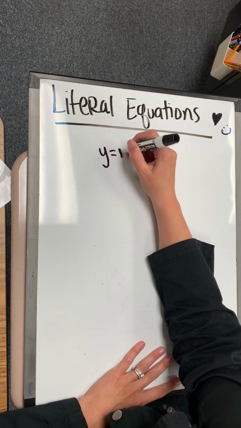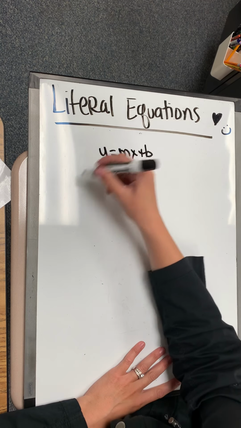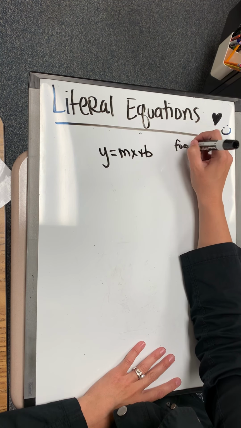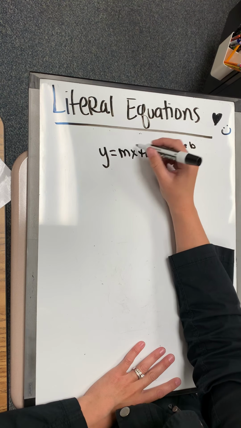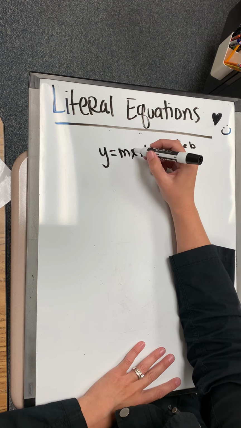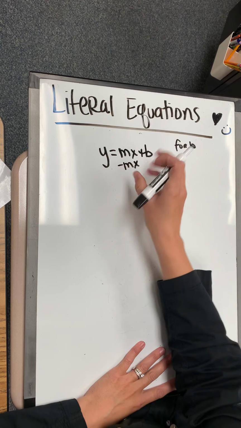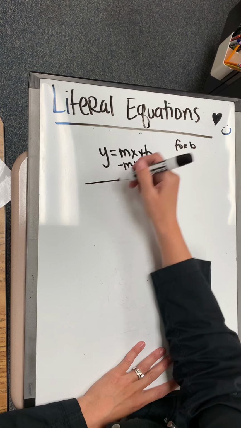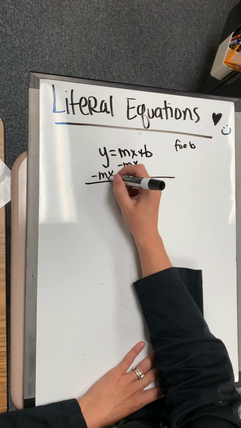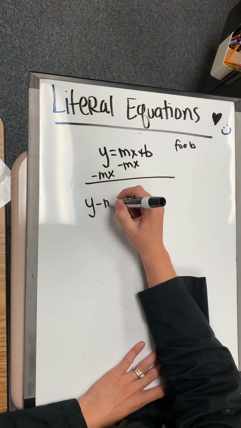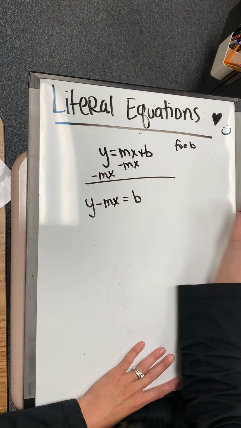Y equals mx plus b is very, very popular. If we were to solve for b, it would be different. You see how this is adding to these? So I would need to subtract mx, and I would subtract them together. So then over here, I would need to minus mx. So y minus mx is equal to b.